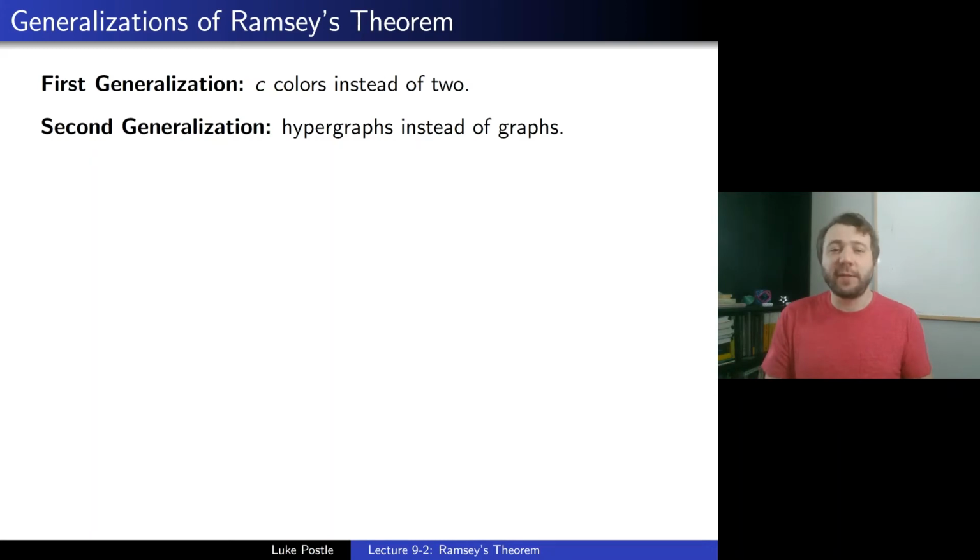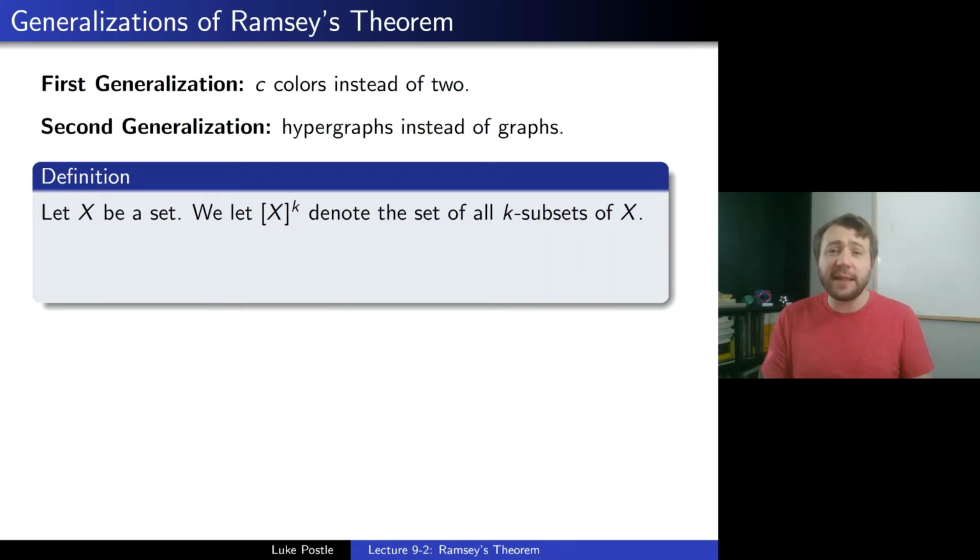And then I want to find a subset where all the triangles are the same color, a large one. So that would be the generalization there. So let's make this a little bit more formal. Let X be a set. We let X, brackets to the K, we've used this before, denote the set of all K subsets of X. So that's more in the hypergraph language, right?